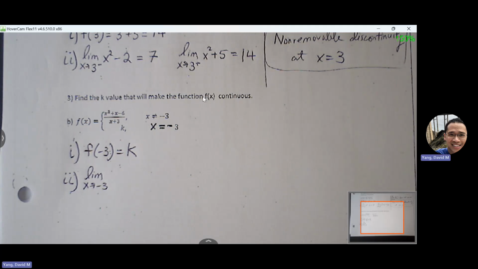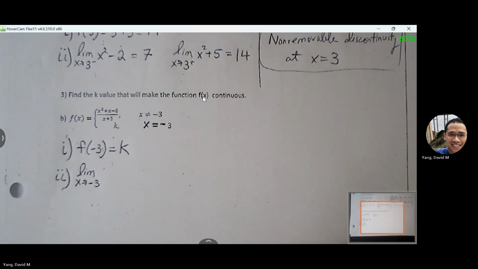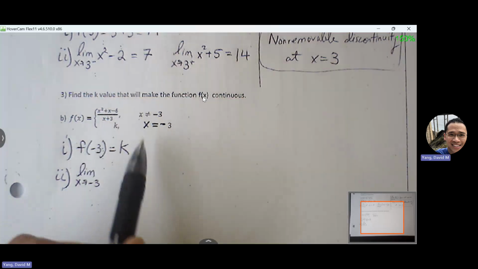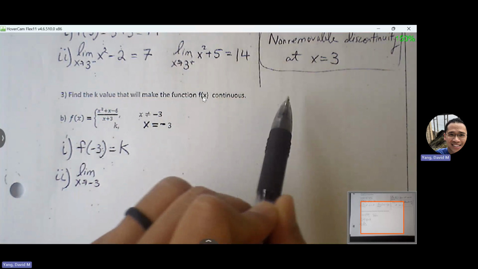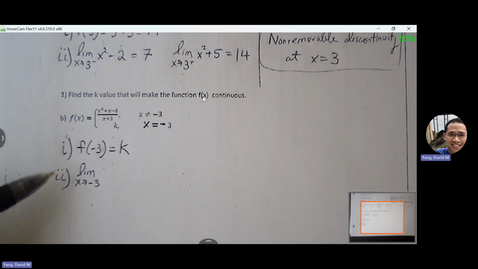I think myself, if we don't specify the f of -3 equals k, like if we just know that. I didn't write it, but I got the right answer. I just want to see your work. I think I am going to specify that. Show me the conditions.